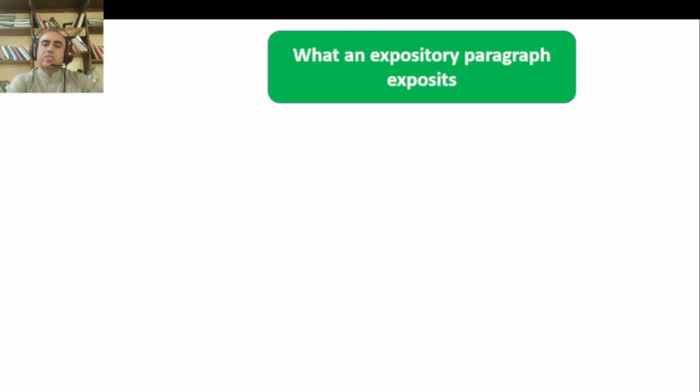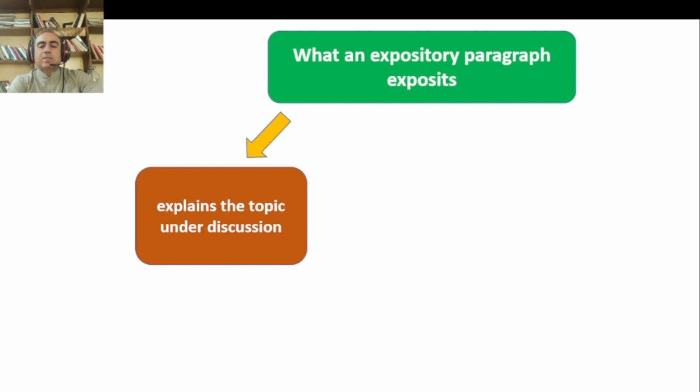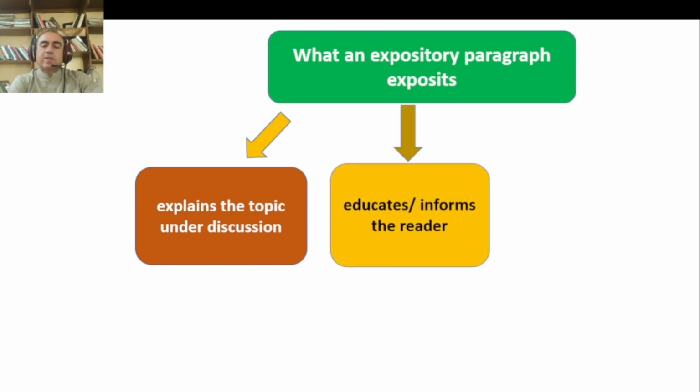Now, what does an expository paragraph expound? We need to study that also. It explains the topic that is going to be discussed. Then it educates and informs the readers about the topic, and it is opposite to the argumentative paragraph. In an argumentative paragraph, we convince and persuade the reader. In an expository paragraph, we educate and inform the reader. It means we come up with data, examples, statistics, etc.